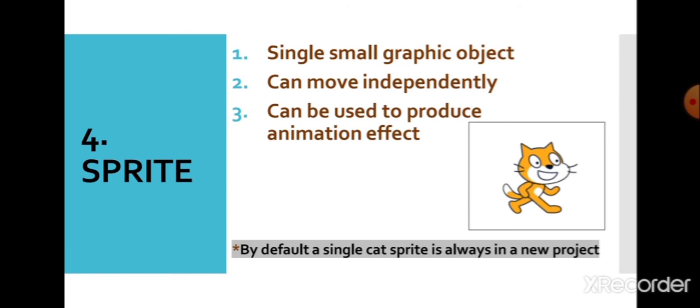By default you will find a single cat sprite in a new project. When you open Scratch, there is always a cat available, that is the default sprite. You can add your own sprite there. You can import, edit and select your own sprite.